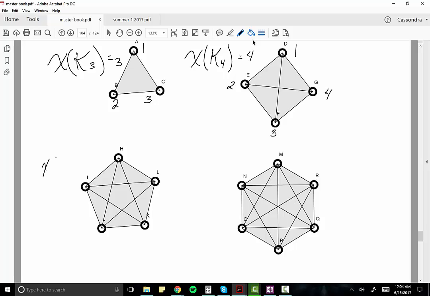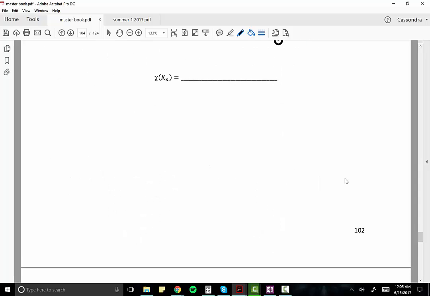In K5, if vertex H is 1, I cannot be 1, so it has to be 2. Vertex J cannot be 1 or 2, so it has to be 3. Vertex K cannot be 1, 2, or 3, so it has to be 4. Vertex L cannot be 1, 2, 3, 4, so it has to be 5, so the chi is 5. The chi of K6 is 6. This is because every vertex in a complete graph is connected to every other vertex. Therefore, each vertex has to be an individual color. So the chi of Kn is n. It doesn't matter how big n is.